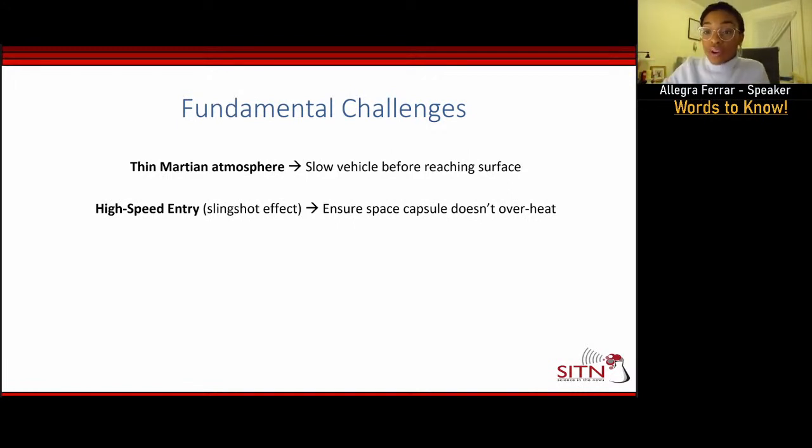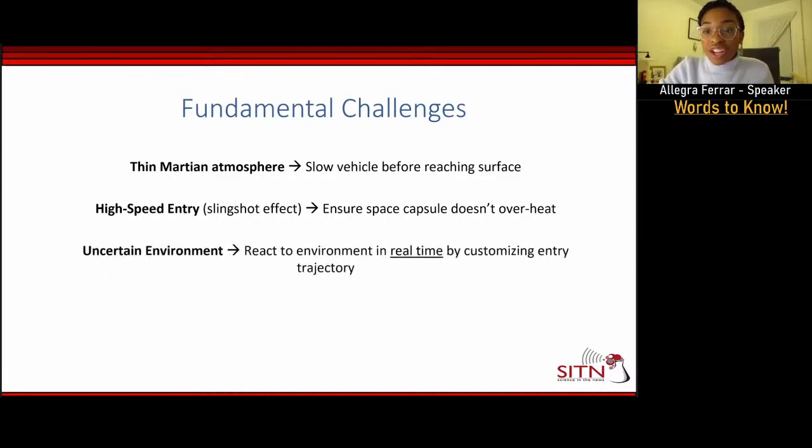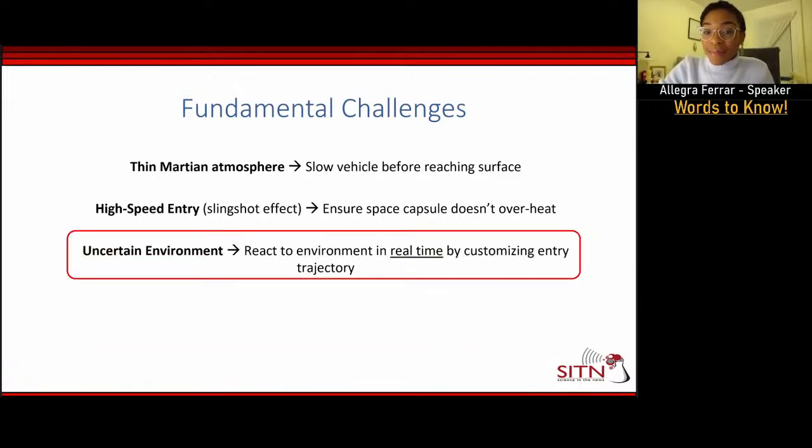I'm talking about a magnitude of burning that could potentially burn up the spacecraft. So we're dealing with all of that. And then to add to all those challenges, we have the issue of an uncertain environment. So we don't know what we're going to encounter until we're there encountering it. And we have to be able to react to these challenges of what the atmosphere is going to be like once we get there in real time. And that's where I come in.